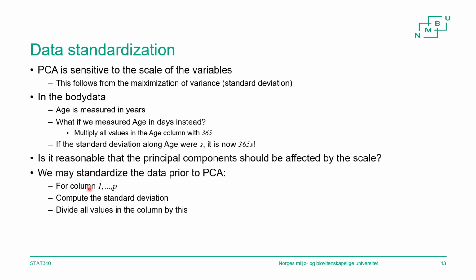We may standardize the data prior to PCA, and we have seen that before, right? For each column, we compute the standard deviation and divide all values by this standard deviation. That's the standardization. This is what we can do to avoid the scale having an effect, if that's what we want. If we don't want the scaling to have an effect, then we should do standardization.